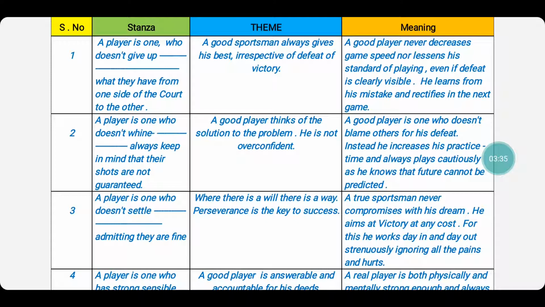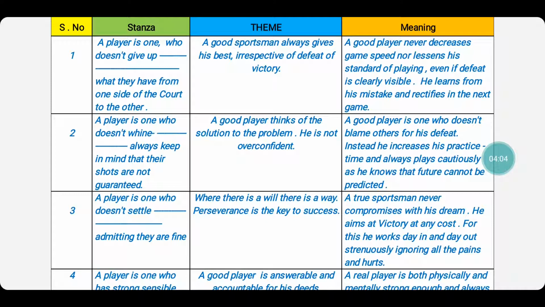Then we just explain what it means, that is the meaning column. A good player never decreases game speed nor lessens his standard of playing, even if defeat is clearly visible. Even though it is very clear that he is going to lose the game, he never compromises with his standards. He learns from his mistakes and rectifies in the next game. That is what a good player does.